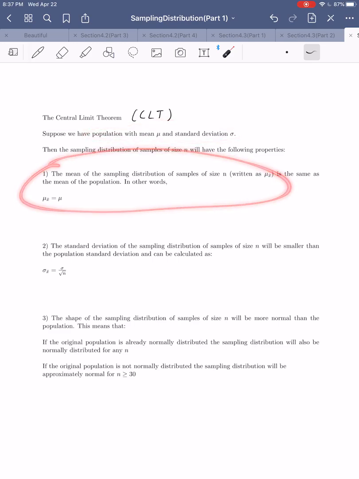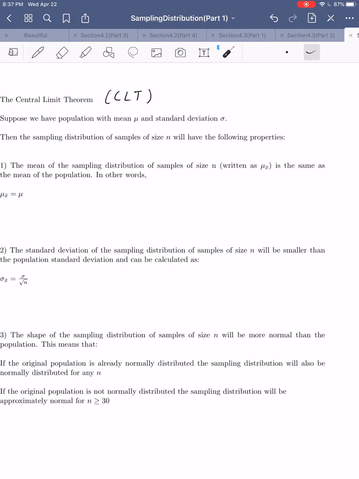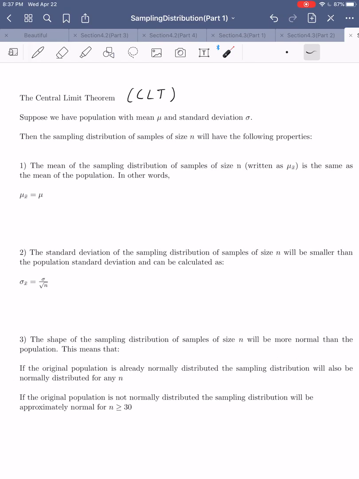The first one says that the mean of the sampling distribution of samples of size n, which you often write as mu with an x bar, and we'll zoom in a little bit so hopefully you can see that, that's a mu with an x bar as the subscript. Anytime you see the x bar as a subscript, that means you're talking about the sampling distribution. So the mean of the sampling distribution of samples of size n is the same as the mean of the population. In other words, mathematically, mu x bar is equal to mu.